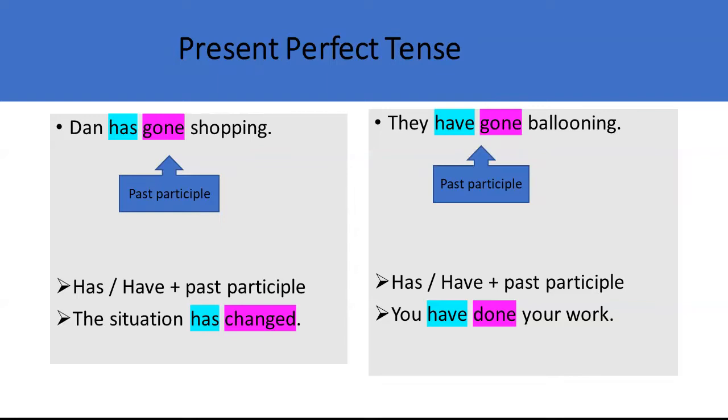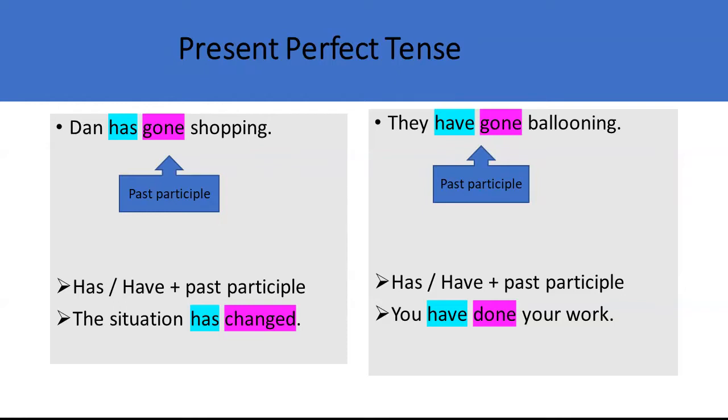Present perfect tense is used to talk about actions that have taken place many times or once before now. This tense is frequently used to talk about experiences or changes that have taken place already. This tense is formed using the auxiliary verbs has or have plus past participle, that is third form of verb. The examples you can see on your screen.